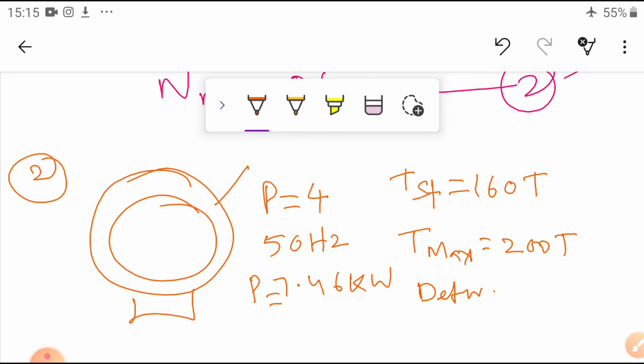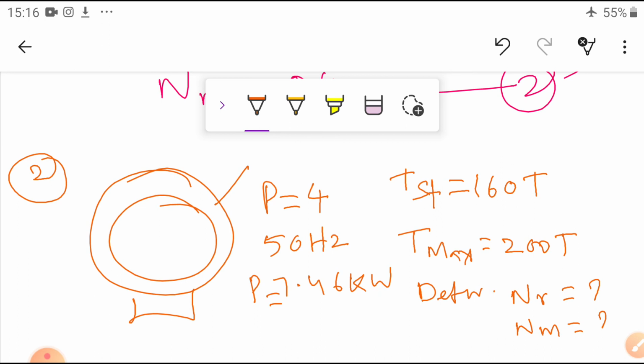Determine 1, the full load speed N R is equal to how much? Next, the speed at which maximum torque occurred, N M. These two questions are being asked. Similar problems I am going to calculate. Here, indirectly, T starting by T full load torque and T maximum by T full load torque are given. So just write the formulas. Okay, these are the values given.